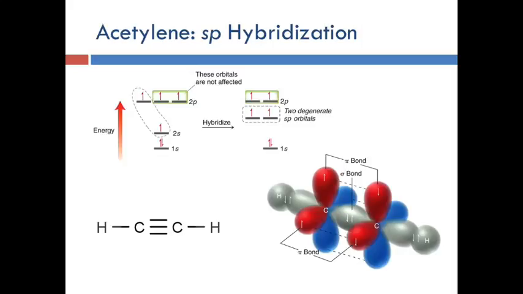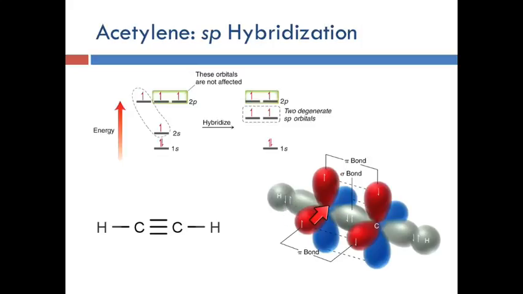So in acetylene, we have sp hybridization. Here's an orbital diagram. And what happens is we get one s and one p orbital. They hybridize, they're averaged together, they become degenerate, the same in energy. And they will be between the s and the p level in energy. And we have these two that are not affected.